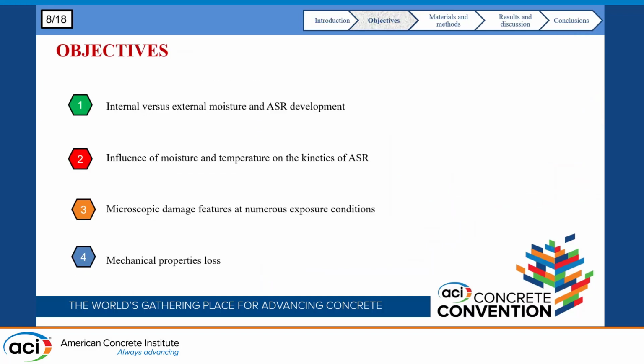Now, for the objectives of this research, the first involves monitoring the internal and external moisture in affected concretes and how it affects alkali silica reaction development. And the second, third, and fourth objectives are mainly to assess the development of alkali silica reaction, the influence of this expansion on internal distress, and the associated mechanical property losses using the direct shear test.